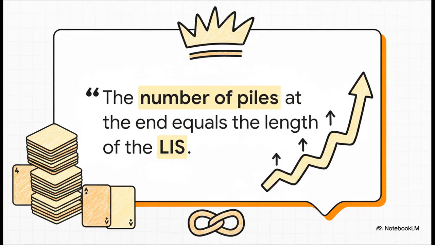And here it is, the punchline. The entire reason we played this game was to get this one beautiful, simple result. The total number of piles you have at the very end is the exact length of the longest increasing subsequence. No coincidence. In our example, we got 4 piles, and we already knew the LIS length was 4. This is the core insight that makes the optimized algorithm work.